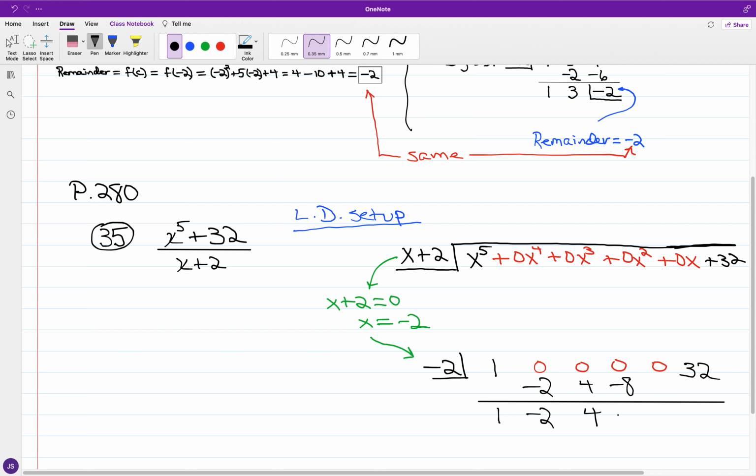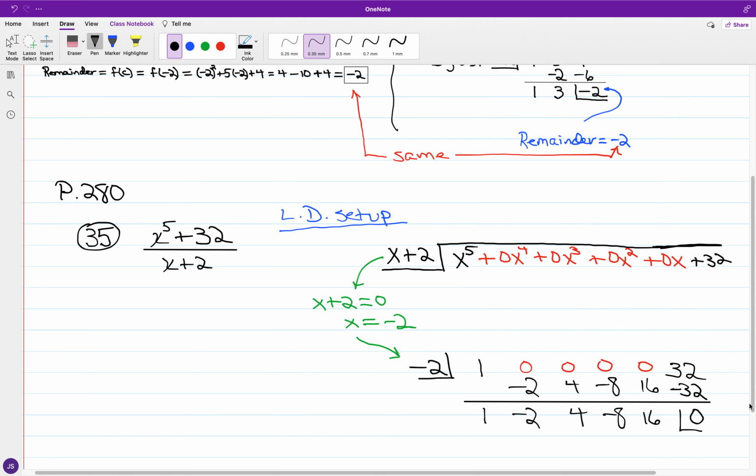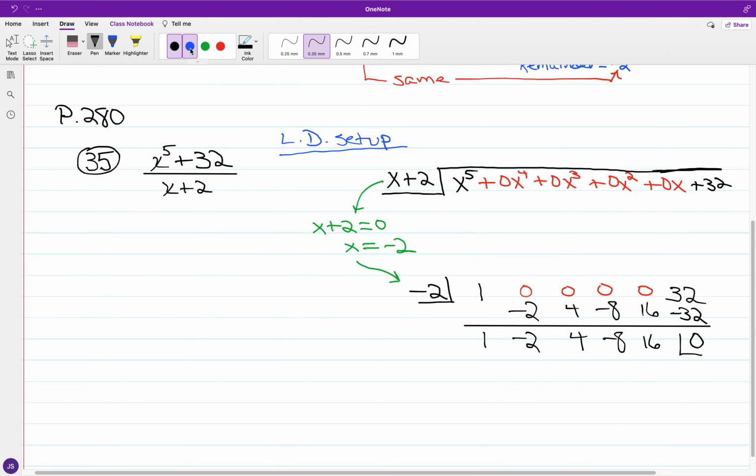0 plus negative 8 is negative 8. Negative 2 times negative 8 is 16. 0 plus 16 is 16. And negative 2 times 16 is negative 32. And 32 and negative 32 are additive inverses. Okay, so the remainder ends up at 0.